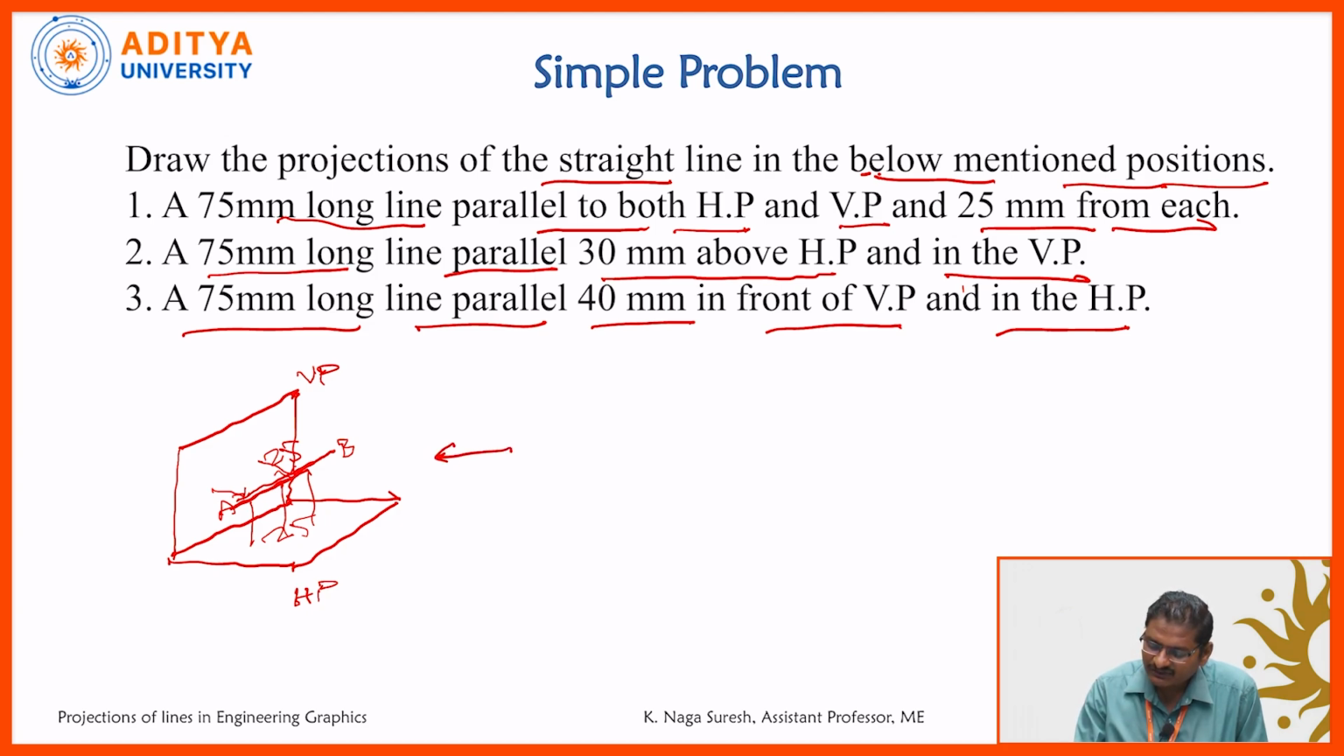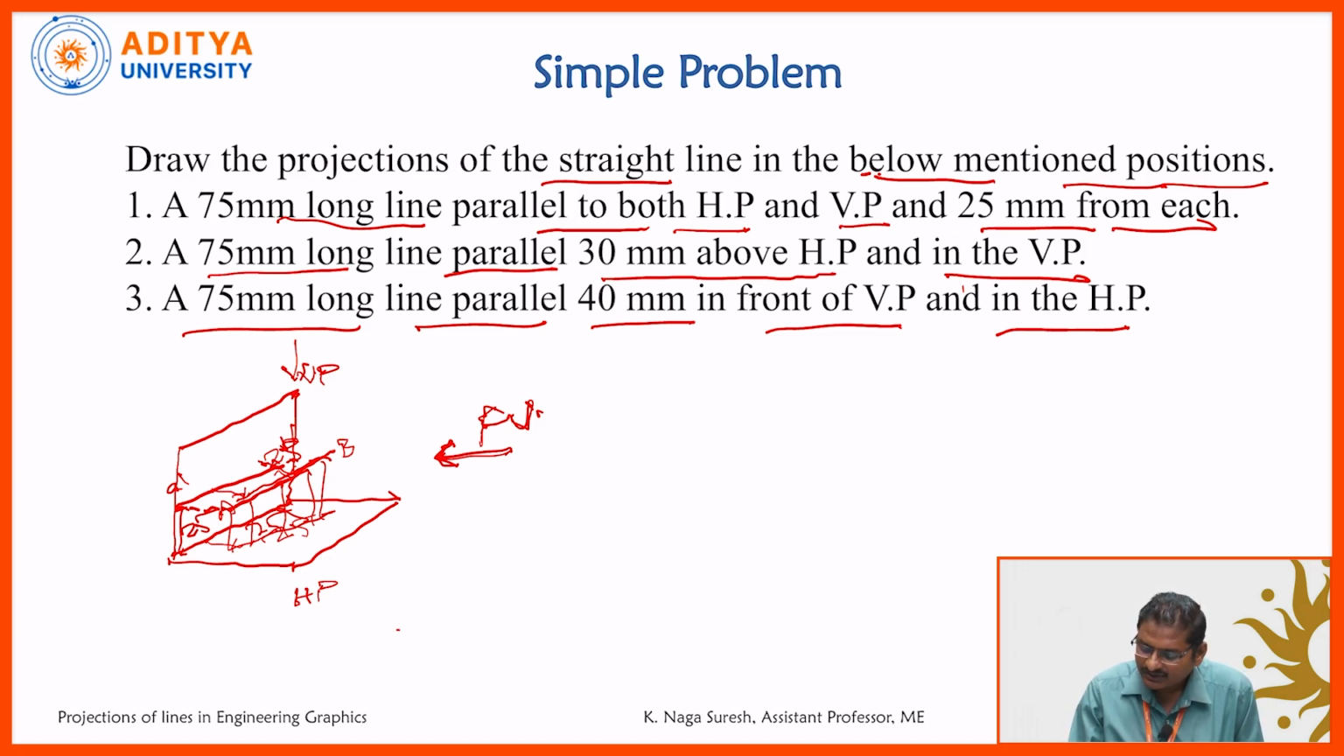When we see the front view, the line is projected here. So this is A dash, B dash, at 25 from the reference line. When we see the top view, the line is projected here, the 75 mm long line. The distance from the reference line is 25. So the true shape is visible in the front view and top view of the line, because it is parallel to both HP and VP.